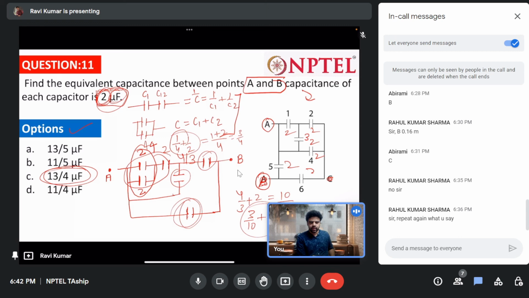If you are not able to understand, you can rewrite this circuit again and reduce a pair of capacitors, then rewrite it again, then reduce it again. By doing this, you will reach the solution, which will be 13 by 4 microfarad. So the answer will be B. The basic here is how to find the equivalent for capacitors in series, and how to calculate the equivalent capacitance for capacitors in parallel.